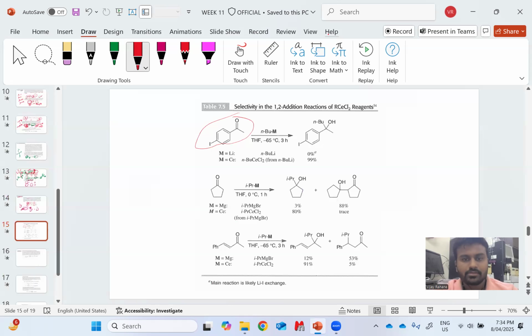The benzophenone, and particularly when we perform the reaction of this benzophenone with the butyl lithium, the halide is the iodo compound. So this phenyl ring has the iodo. This iodo gets replaced when we react with the butyl lithium. But if you use this n-BuCeCl2 reagent, then we get 99% conversion, in which the butyl group is directly attached on the carbonyl, and this iodo group is unaffected, right? So this is a very good example of this.